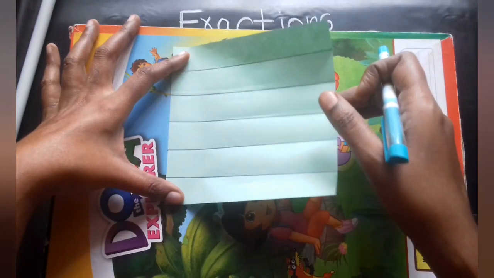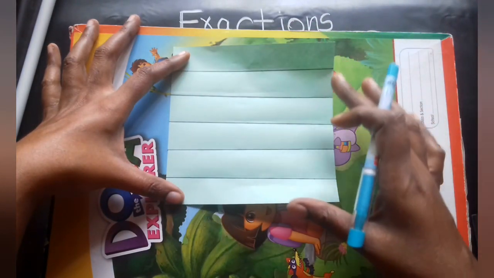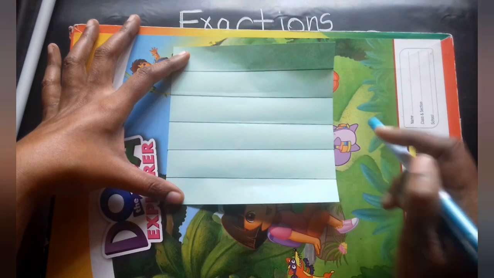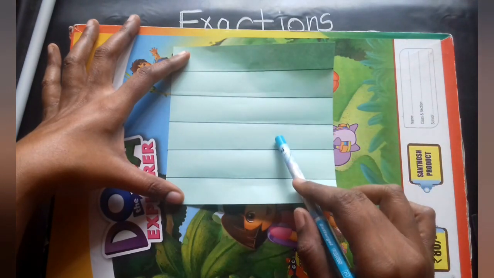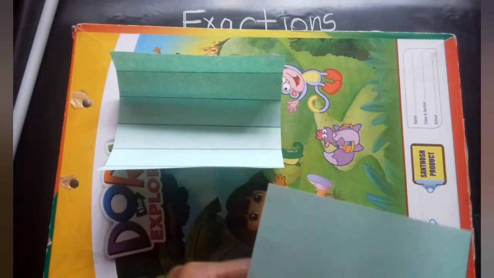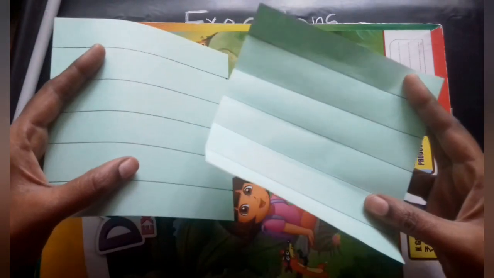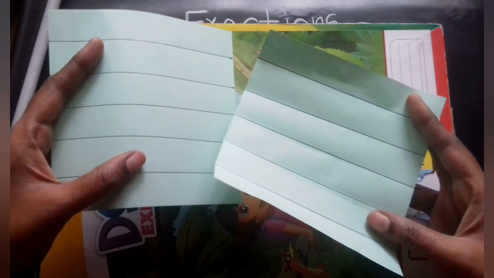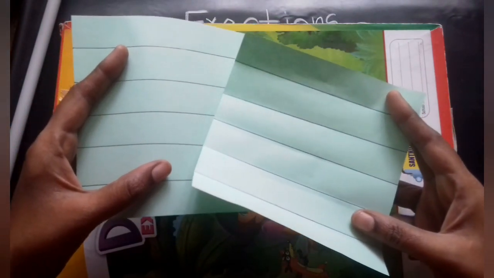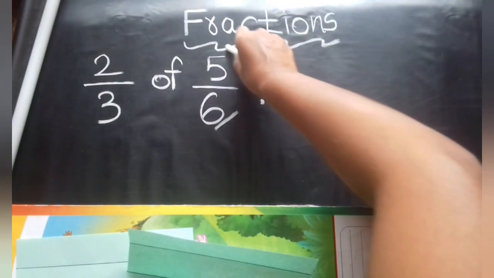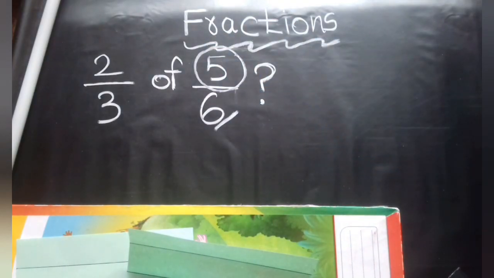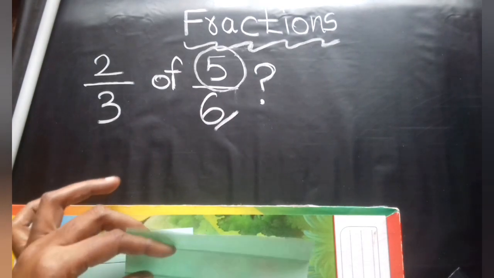We have divided the square paper into 6 equal parts by folding this paper. 1, 2, 3, 4, 5, 6. I am going to do the same thing in this square paper as well. Now we have 2 square papers in which we have divided the square paper into 6 equal parts. Numerator represents how many parts to be considered. Here we have 5, which means we need to shade 5 parts.